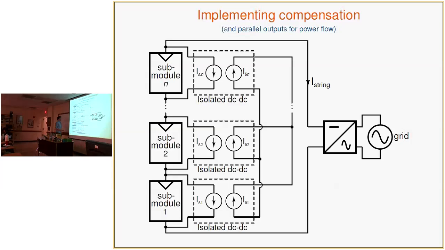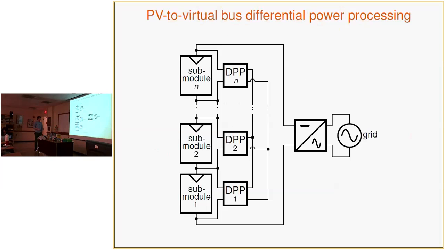All right. So this topology is called the PV to virtual bus differential power processing topology, and it's called virtual bus because essentially all of the submodules are virtual neighbors to each other. So if you need to inject power or current from a strongly performing submodule to a weakly performing submodule, it does so through the bus. It goes just like that.